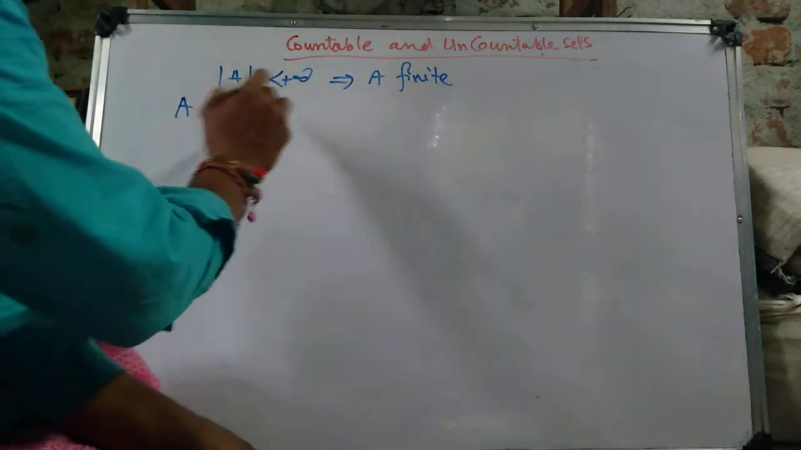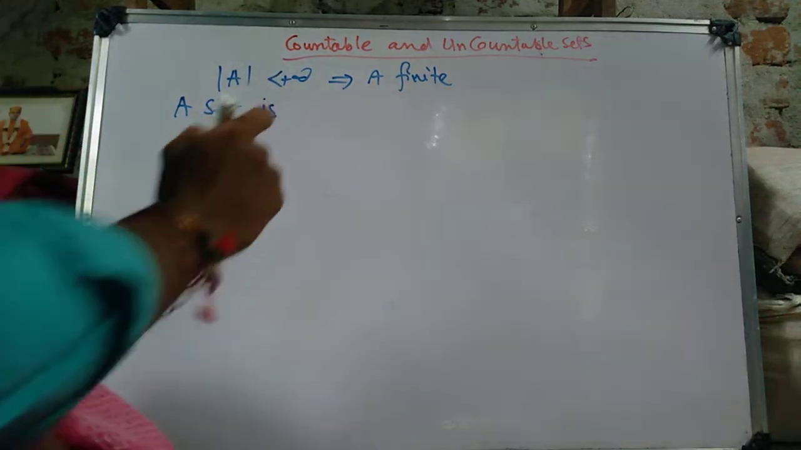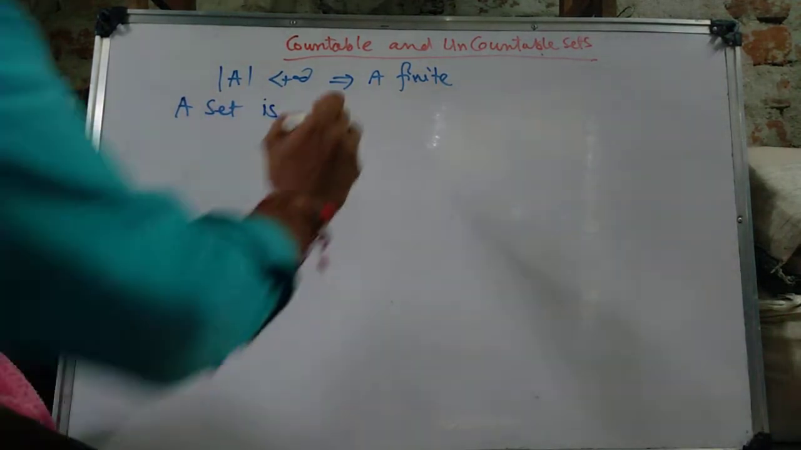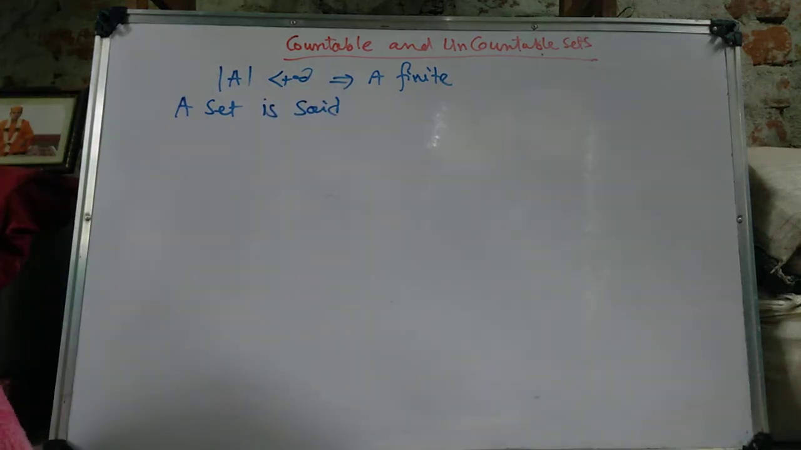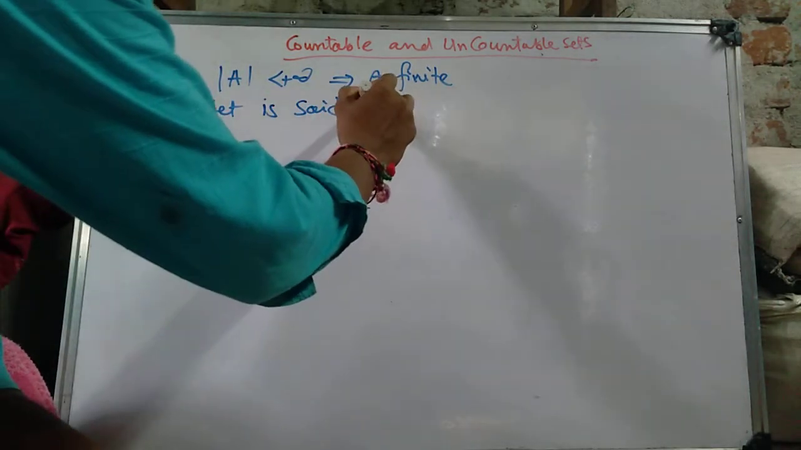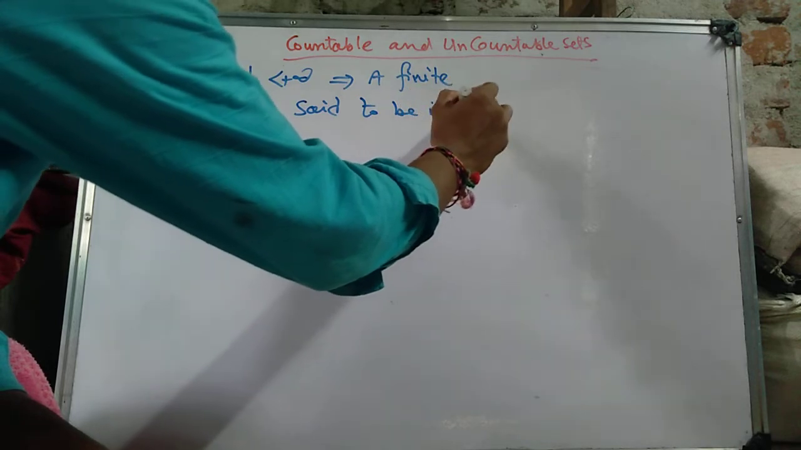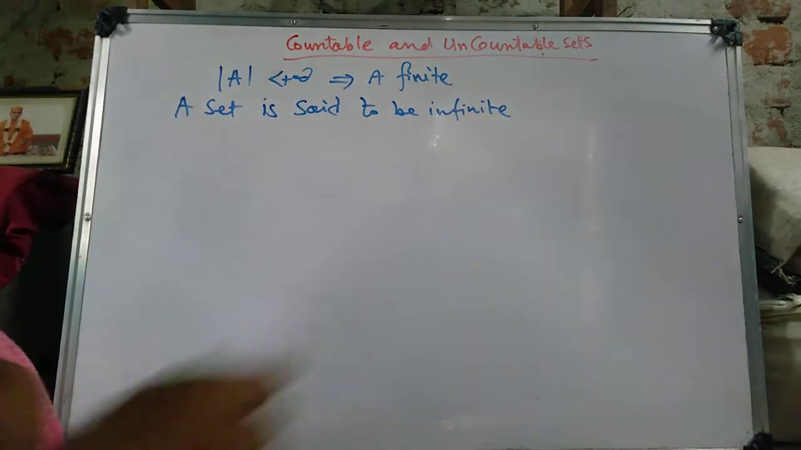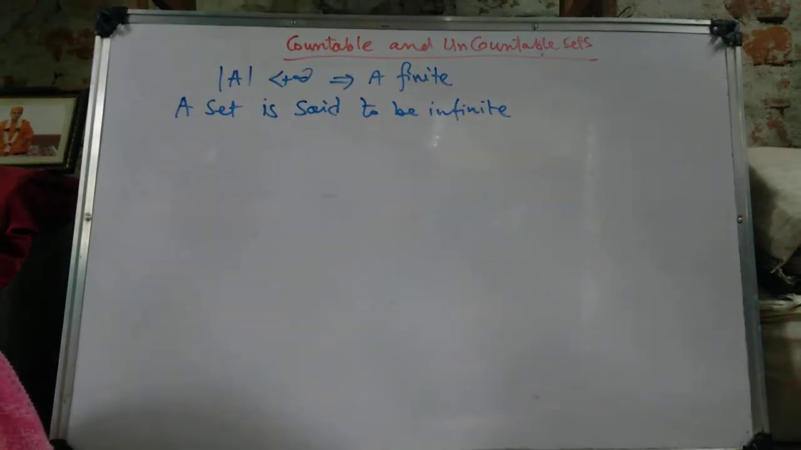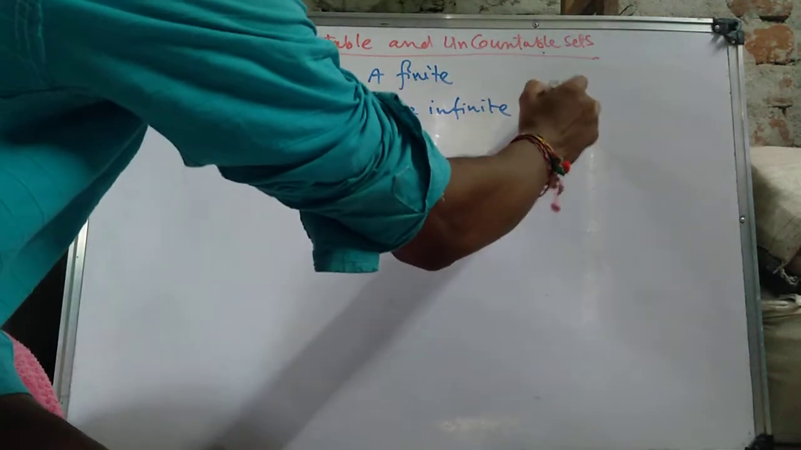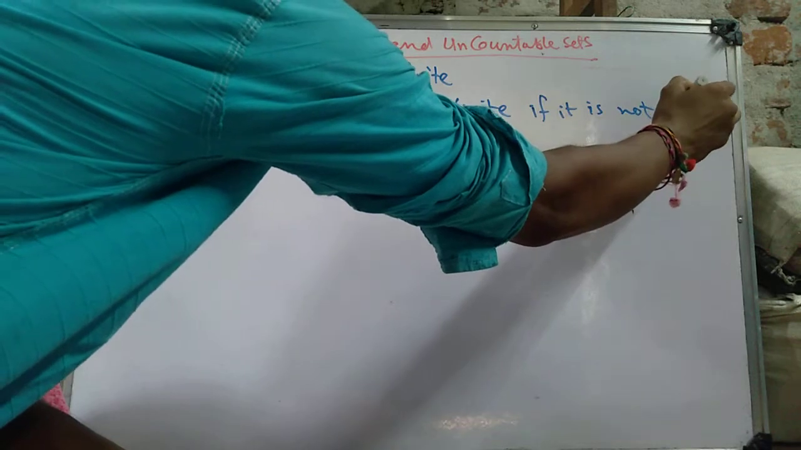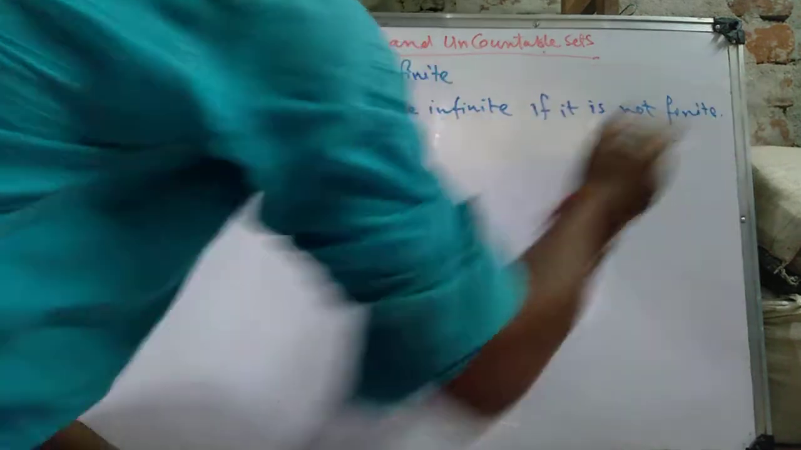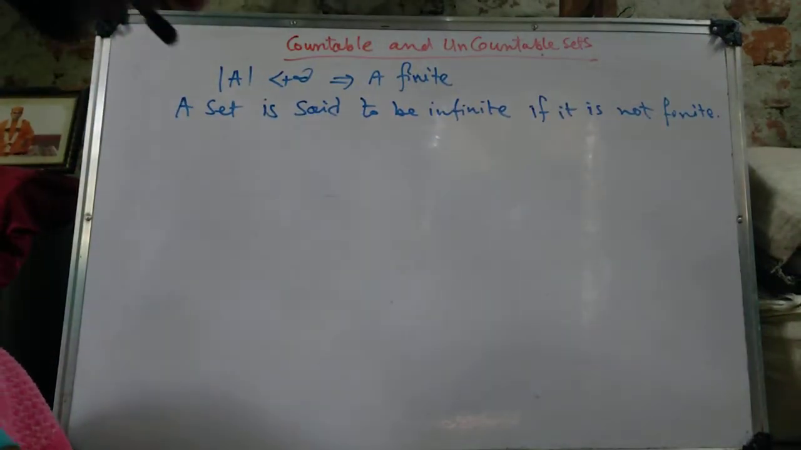So a set is said to be infinite if it is not finite. Simple rule: if it is not finite, then it is infinite.